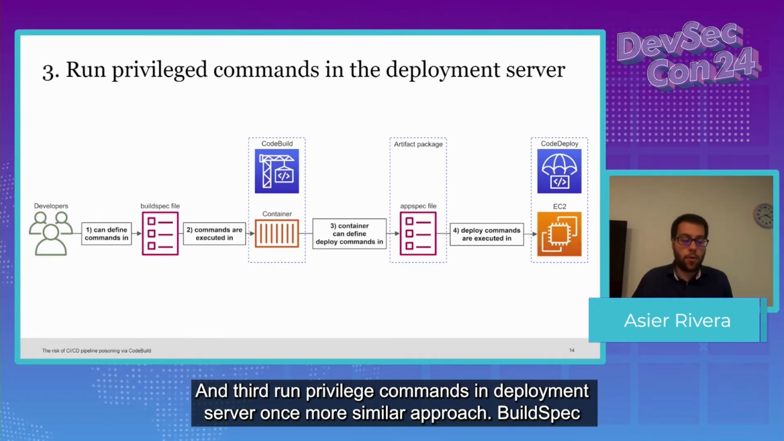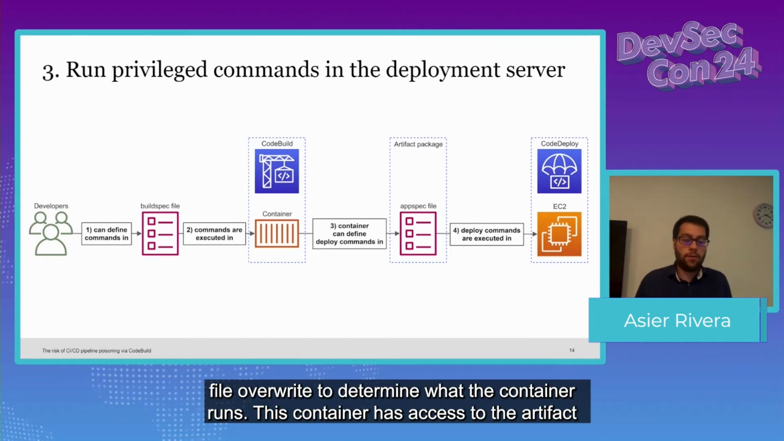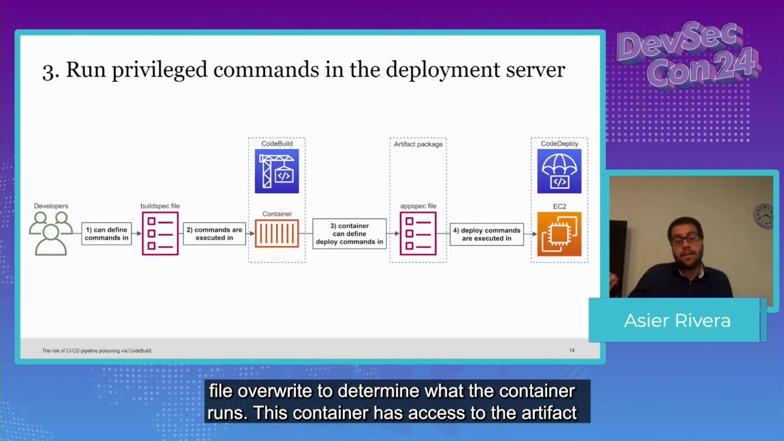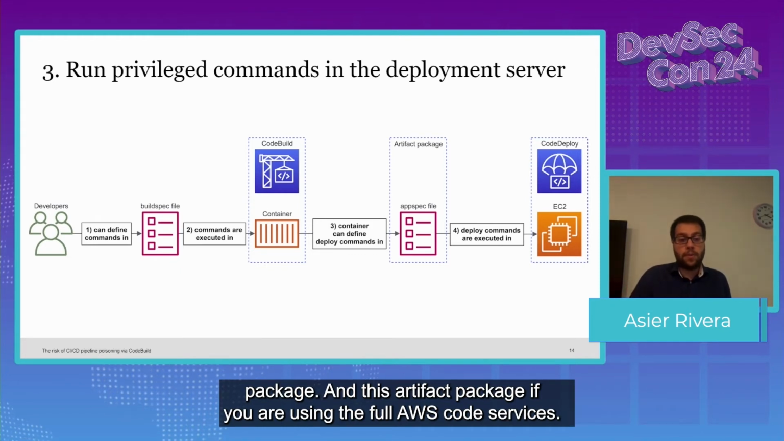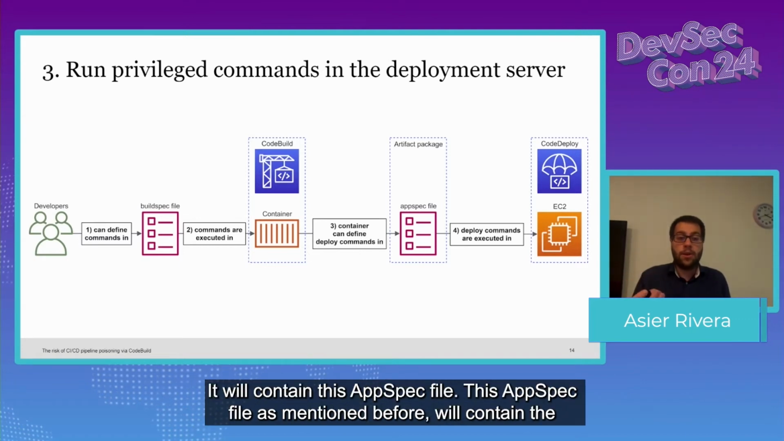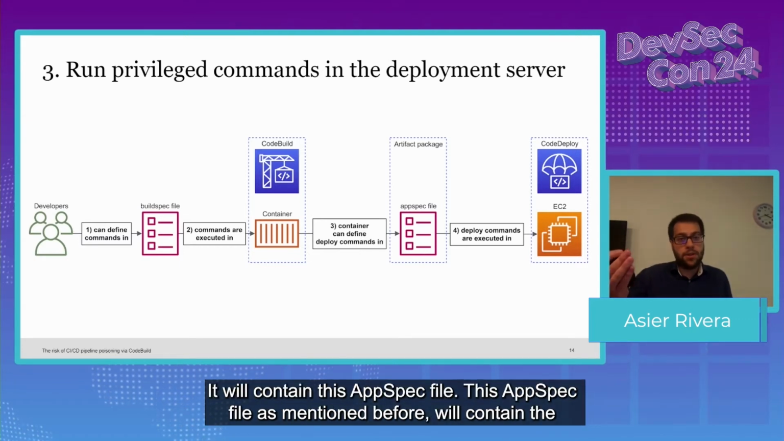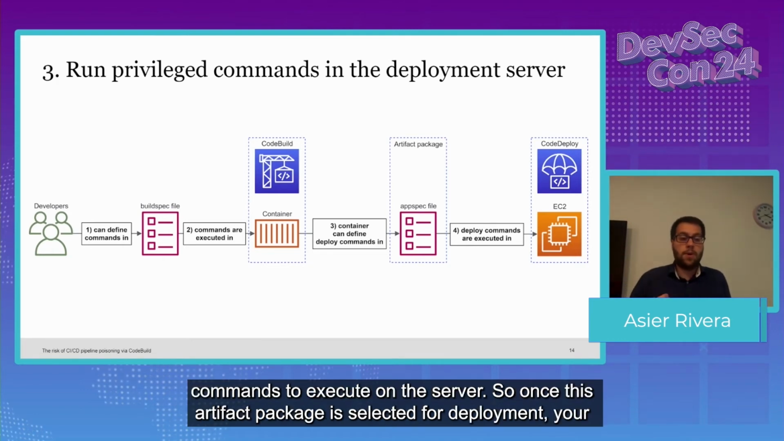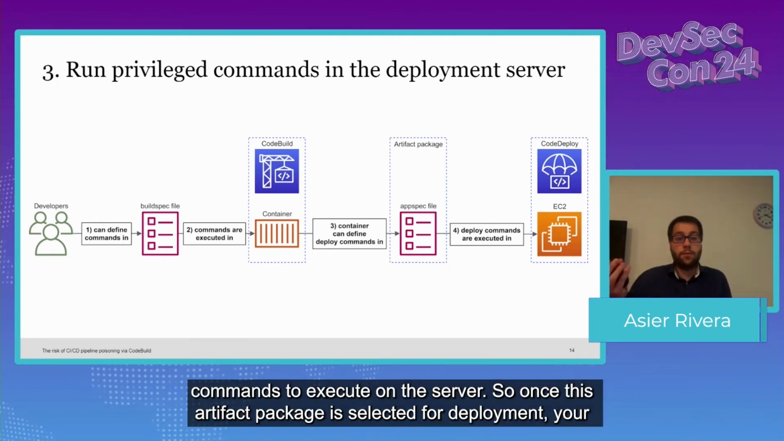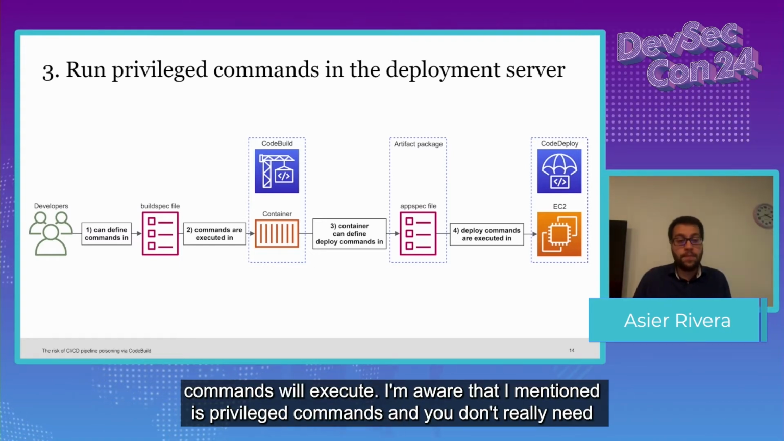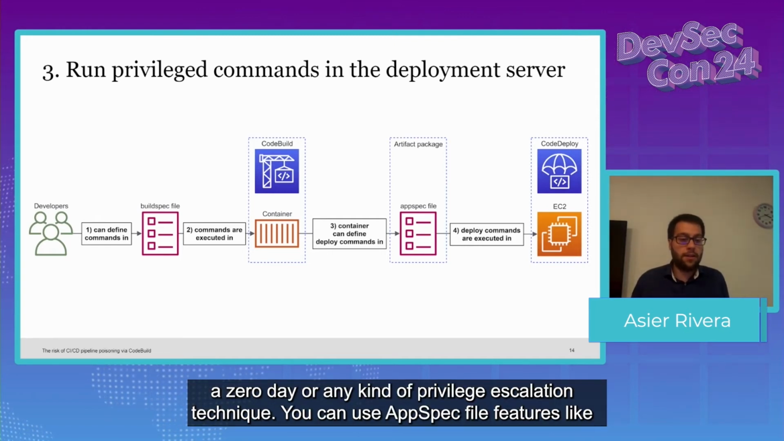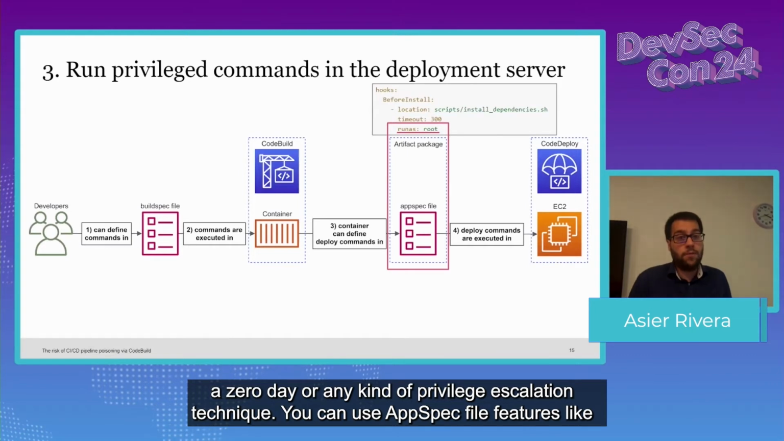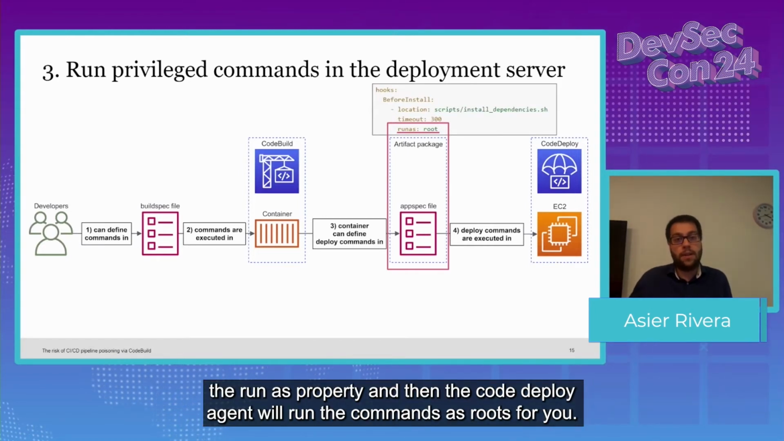Once more, similar approach. Build a spec file override to determine what the container runs. This container has access to the artifact package. And this artifact package, if you're using the full AWS code services, it will contain this app spec file. This app spec file, as mentioned before, will contain the commands to execute on the server. So once this artifact package is selected for deployment, your commands will execute. I'm aware that I mentioned privileged commands, and you don't really need a 0-day or any kind of privilege escalation technique. You can use app spec file features like the run as property, and then the CodeDeploy agent will run the commands as root for you.